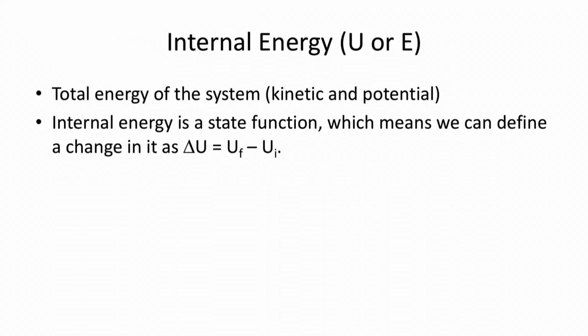So there are different kinds of energies that we care about. The first one is called internal energy. Now, depending on the book that you're using, you might say the letter U or the letter E. E is more commonly used. Okay? Internal energy represents the total energy of the system, which is really the sum of the kinetic energy and the potential energy. Okay? The good news about energies is that they're all state functions.